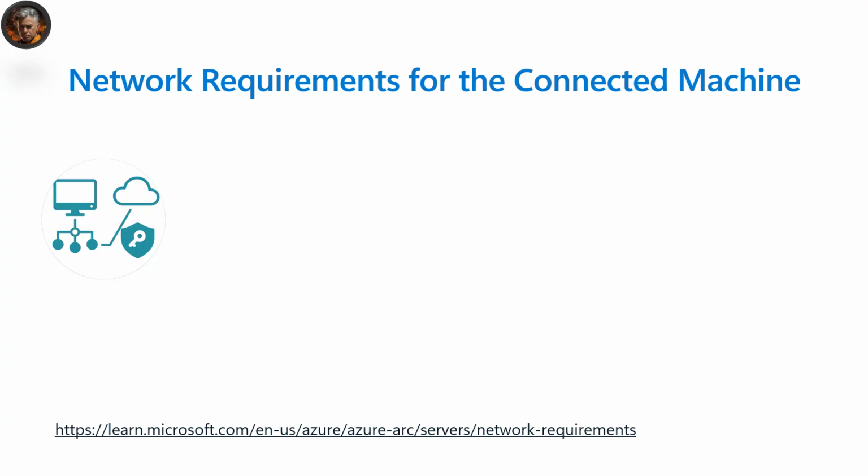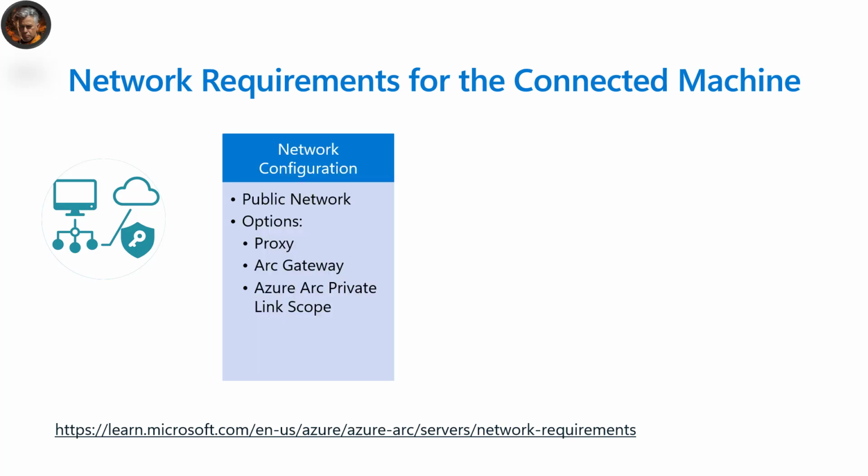Going back to the list of requirements, let's address now the connectivity from your machines into Azure. First, machines can connect to Azure using a public network directly, via proxy, Arc Gateway, or Azure Arc Private Link Scope.